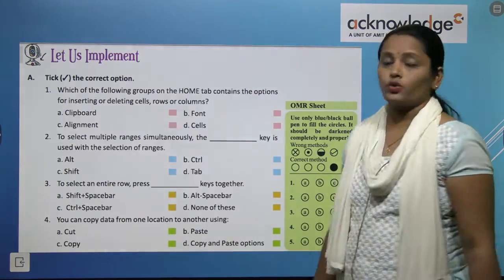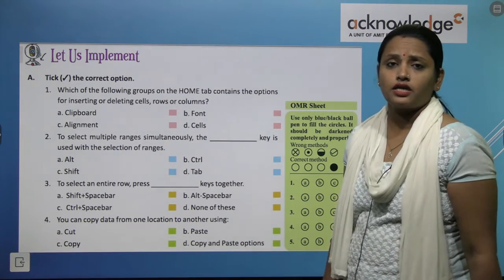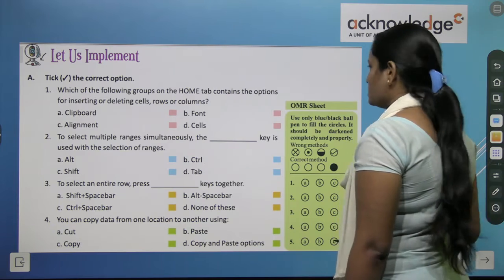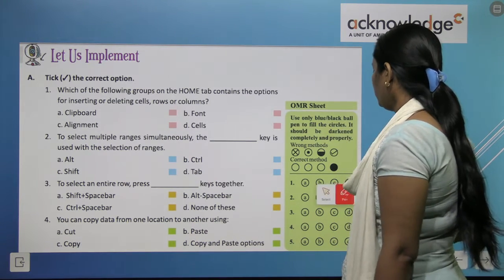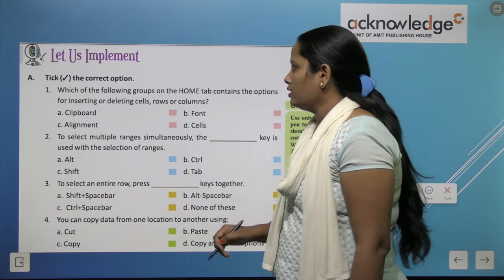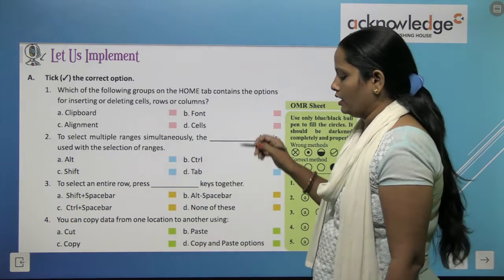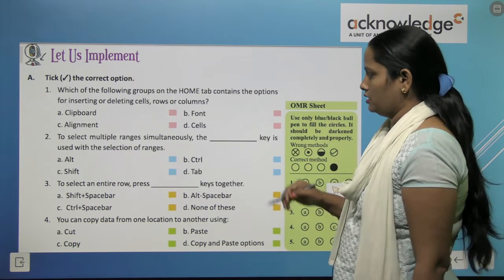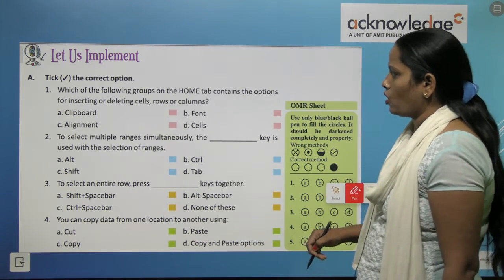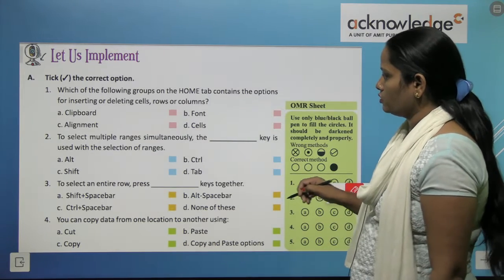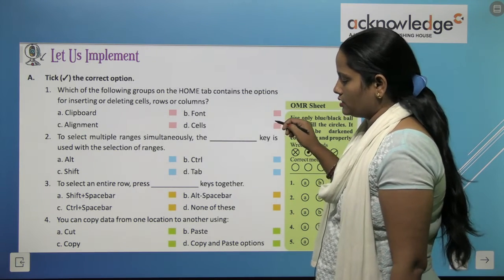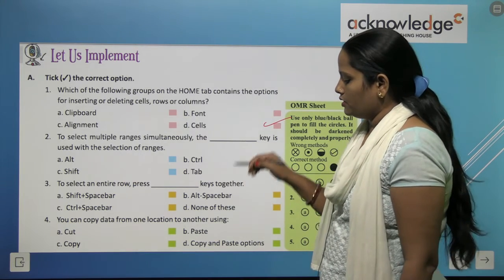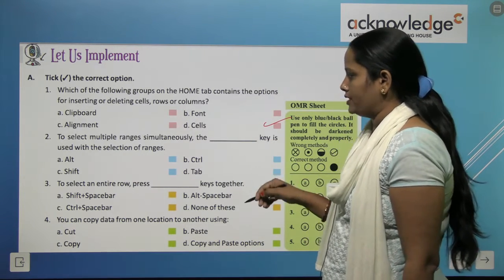So let's students quickly come to the book exercise given in your book. Quickly take out your pencils. Let's begin with the exercises. Which of the following group on the home tab contains the options for inserting or deleting rows or columns? So what option do we use? We use cells.